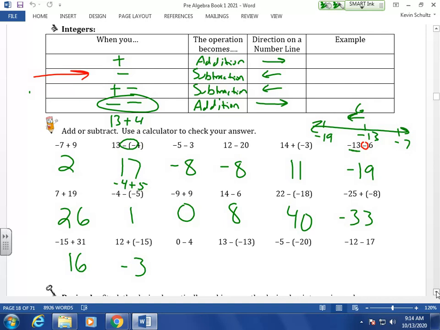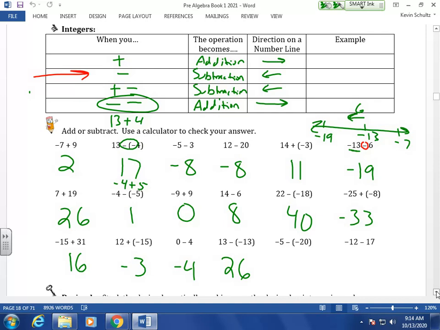0 minus 4. Negative 4. Right? That's different than 4 minus 0, isn't it? 4 minus 0, you're starting at 4 and not moving anywhere. 0 minus 4, you're starting at 0, and you're going to the left 4. So you're going to end at negative 4.